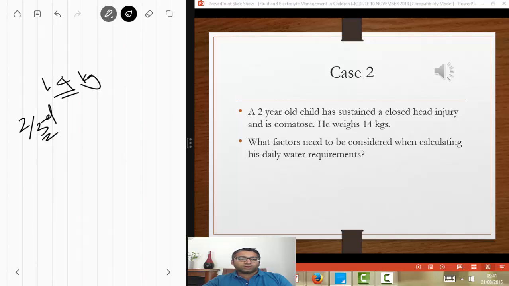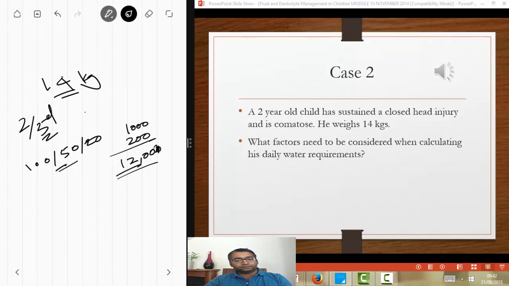So I don't want to give full maintenance because obviously this child's ICP would go up. So shall we try the 100-50-20 rule this time rather than the 4-2-1, or you could try whichever one you like. First 10 kilos, that's 1000 mL. The second 10 kilos, you only have 4 kilos in the second 10 kilos, so that's 200 mL. So total is 1200 mL.